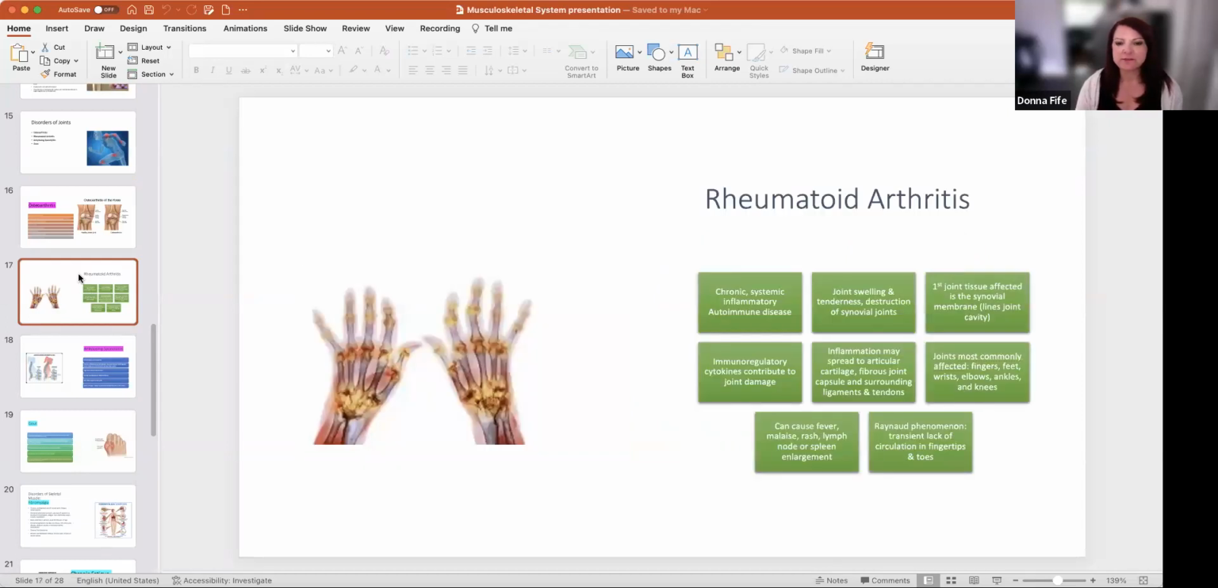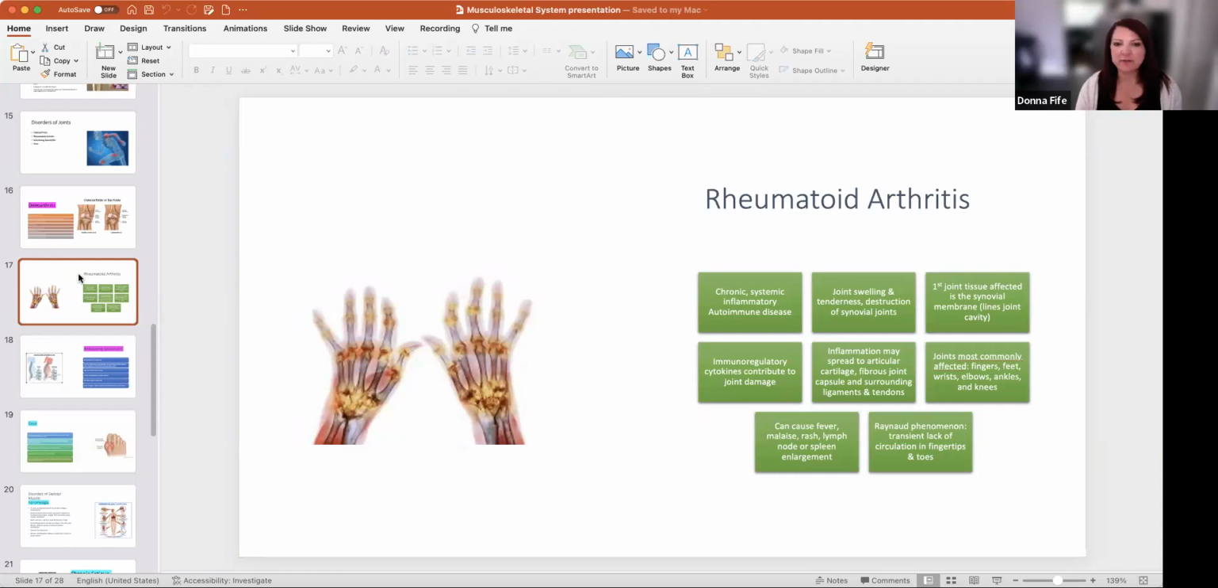Rheumatoid arthritis is a chronic systemic inflammatory autoimmune disease. There's joint swelling and tenderness, and also destruction of the synovial joints. The first joint tissue affected is the synovial membrane, which lines the joint cavity. Immunoregulatory cytokines contribute to joint damage. And inflammation may spread to articular cartilage, fibrous joint capsule, and surrounding ligaments and tendons. Joints most commonly affected are the fingers, feet, wrists, elbows, ankles, and knees.